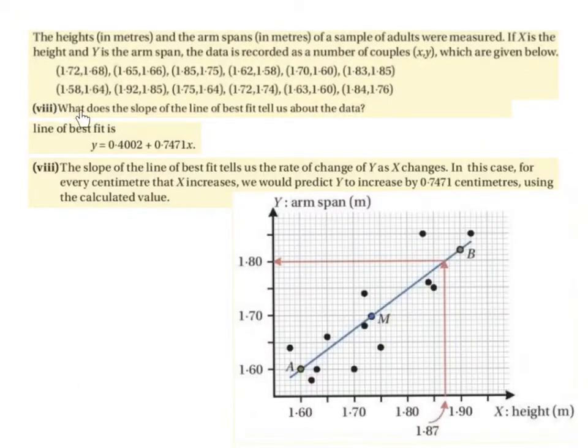Part 8. What does the slope of the line of best fit tell us about the data? So in the previous question, we got the line of best fit to be y equals 0.4002 plus 0.7471x. So this is what we got the slope to be. The slope of the line of best fit tells us the rate of change of y as x changes. In this case, for every centimetre that x increases, we would predict y to increase by 0.7471 centimetres using the calculated value.